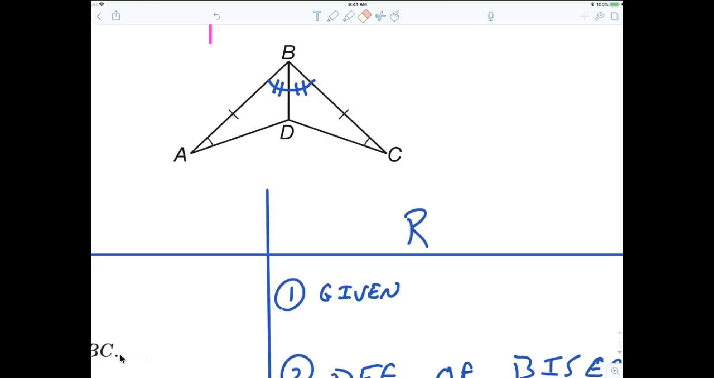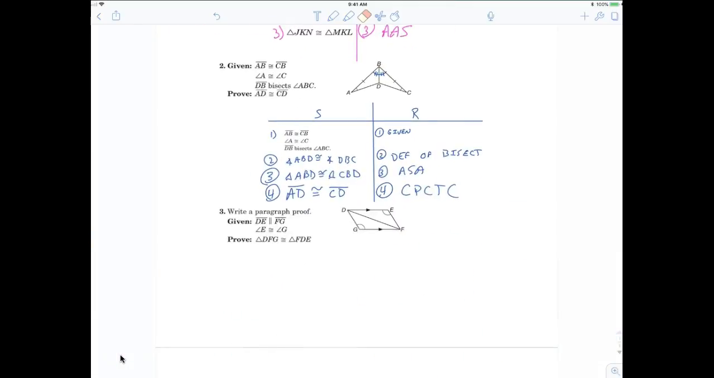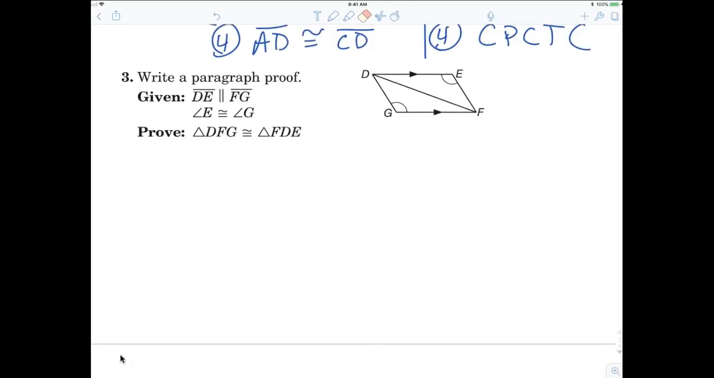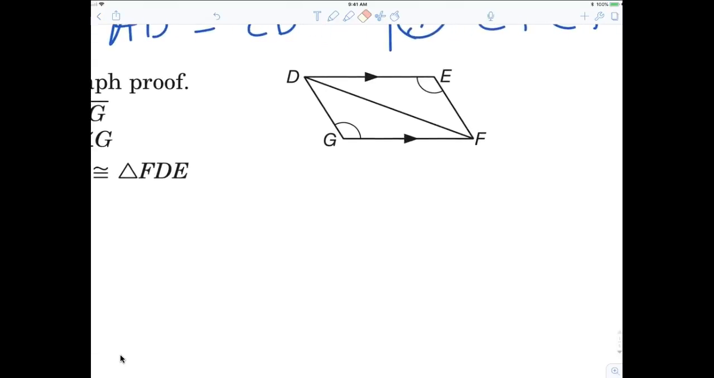All right? So now let's take a look at question number 3. I explained to you as soon as you see parallel lines, you're going to think what? Alternate interior angles. So because those are parallel lines, what can I say is true?